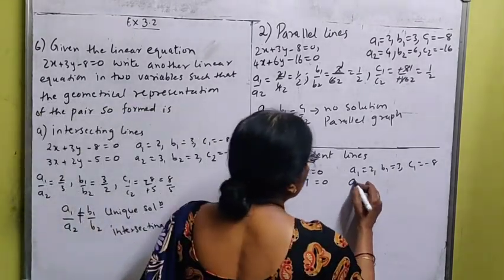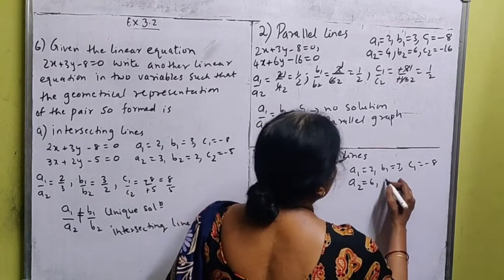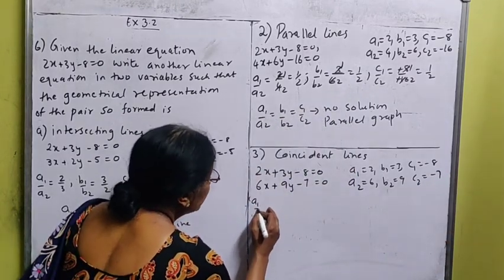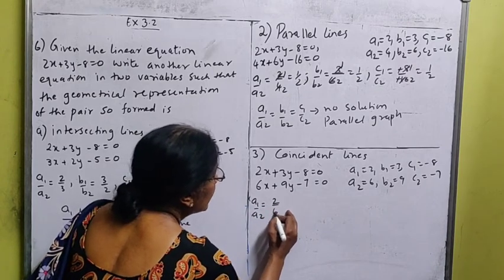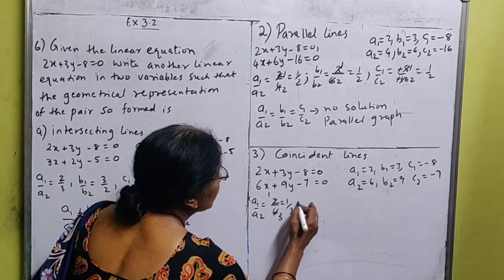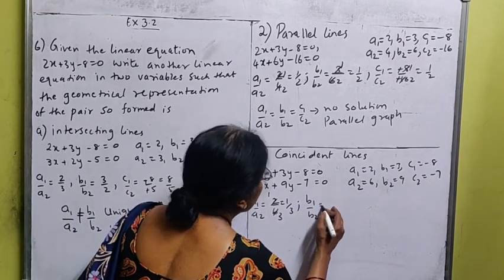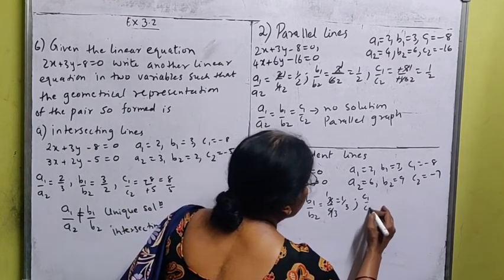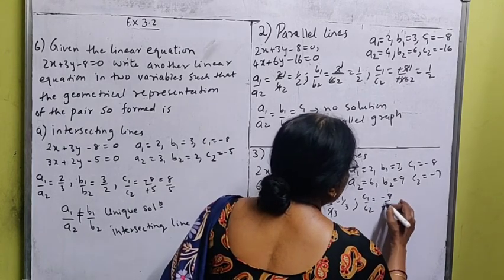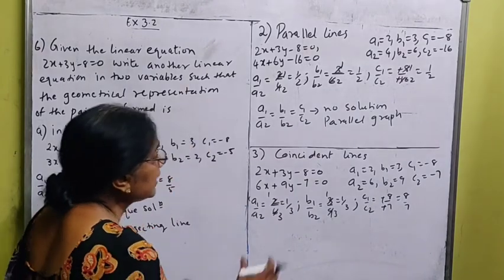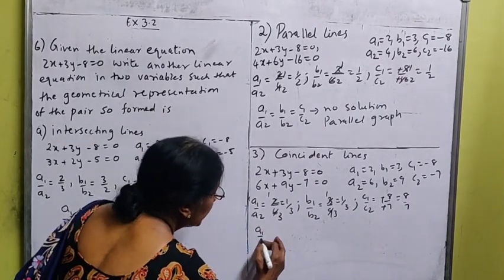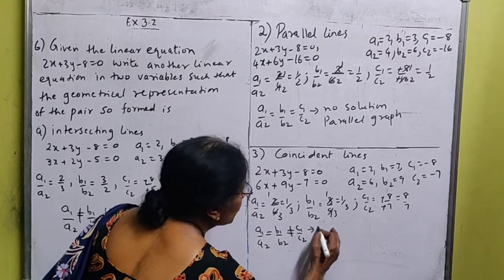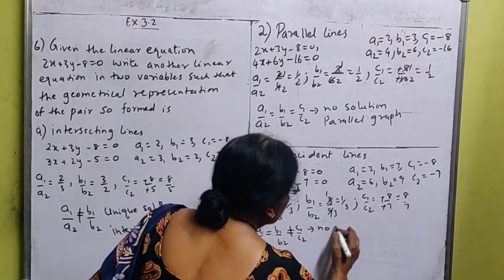So now what did I get over here? A2 is equal to 6, B2 is equal to 9, C2 is equal to minus 7. So A1 by A2 is equal to 2 by 6, 2 ones are, 2 3s are, is equal to 1 by 3. B1 by B2 is equal to 3 by 9, 3 ones are, 3 3s are, is equal to 1 by 3. C1 by C2 is equal to minus 8 by minus 7 is equal to 8 by 7. So you can see the first two are equal, the third one is not equal. So A1 by A2 is equal to B1 by B2 is not equal to C1 by C2. So what is it? No solution.